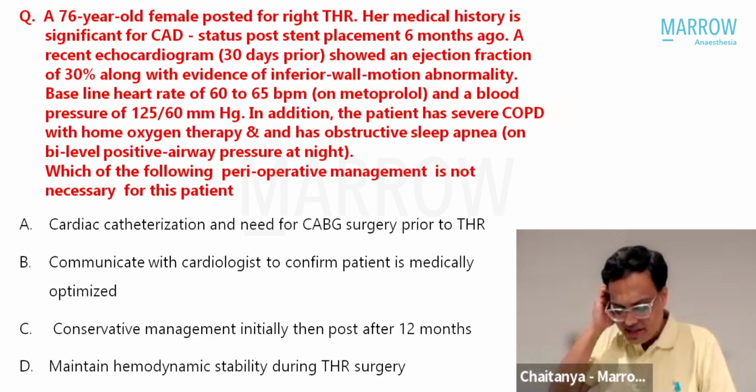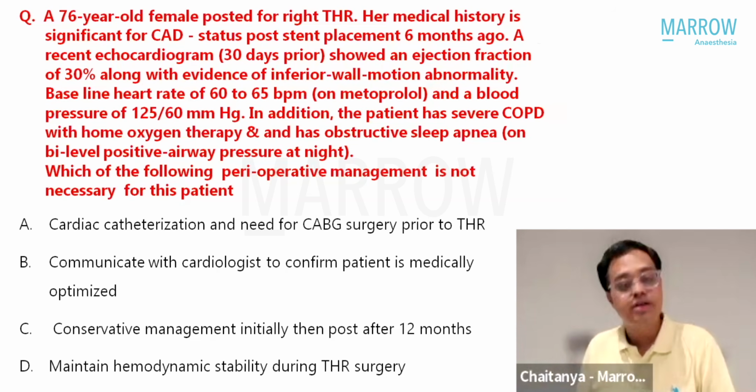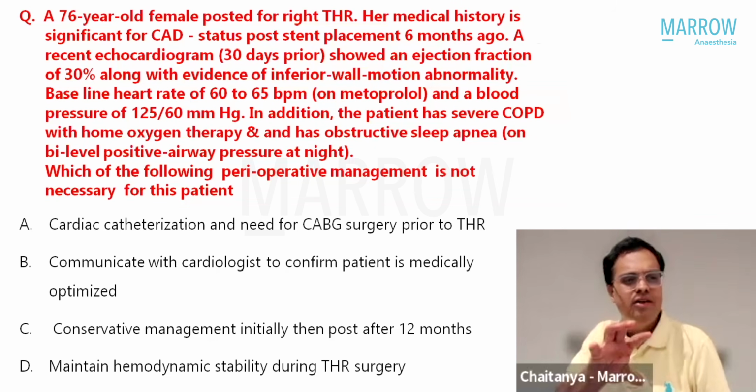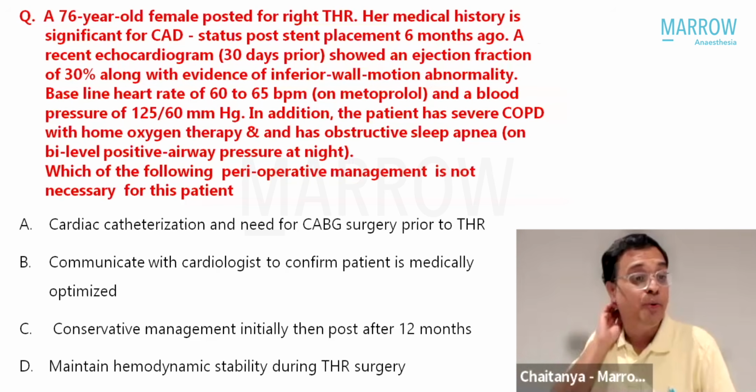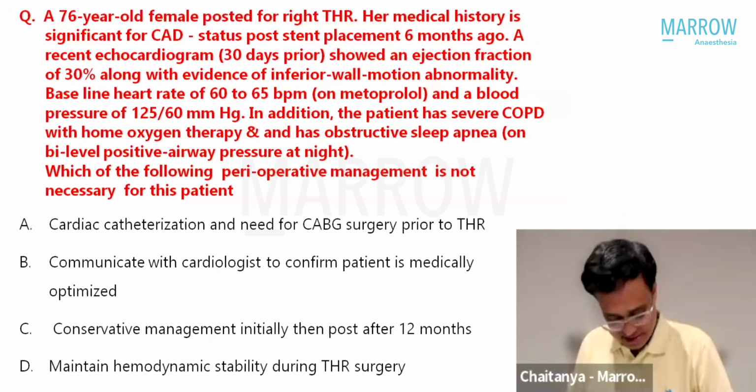Option A, cardiac catheterization and need for CABG surgery before THR. Option B, communicate with the cardiologist to confirm the patient is medically optimized. Option C, conservative management initially and then, after 12 months, maintain hemodynamic stability during THR surgery. Yes, everyone is on it. I made the options. I wanted to tell you, see, conservative management initially, no. Someone, Dr. Arun, has said C, no.